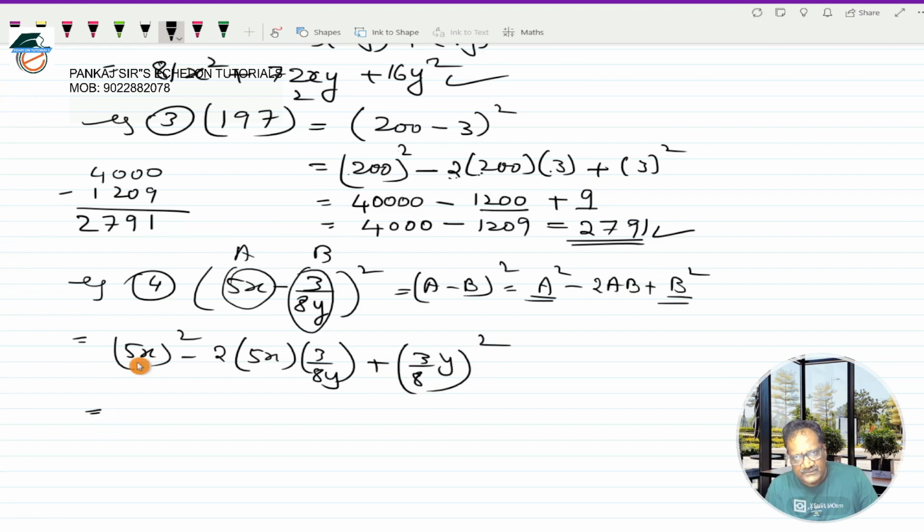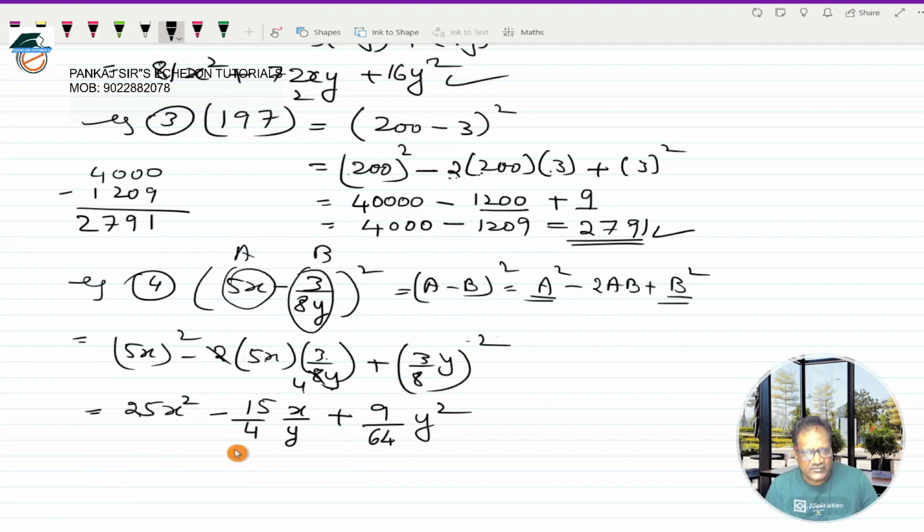So this will work out to 5 square is 25 x square. This will be minus 10, or let me cut this 2 and this will become 2 4s are 8, and 5 3s are 15 upon 4. I'm getting minus 15 upon 4, and this is x upon y. See, remember here x is on the top and y is at the bottom, so x upon y, plus, now 3 square will be 9, 8 square will be 64, so 9 upon 64, and then y square will be y square. That's it. You cannot do anything further. Okay, so this is your answer.